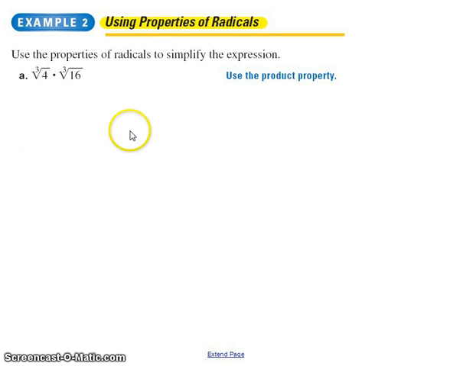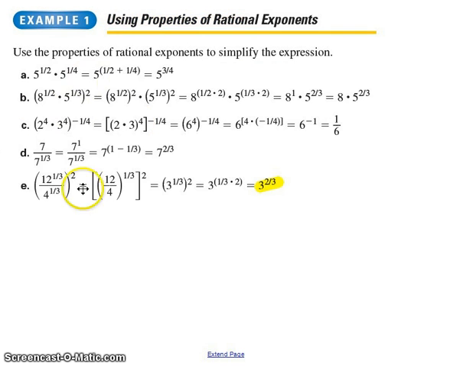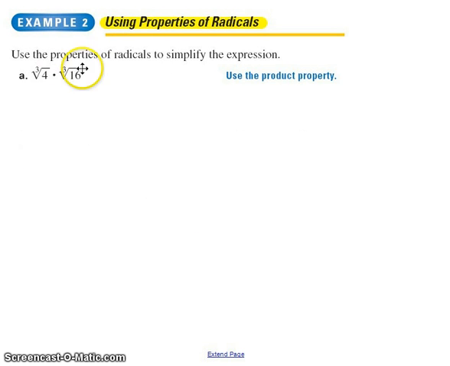The second example talks about very similar situations, but back here, all of these were rational exponents. Here they're all roots or radicals, but basically we're dealing with the same situation. Both of these are the 3rd root, so I can multiply the 4 times the 16 if I want to, and that makes 64, and the cube root of 64 is 4.